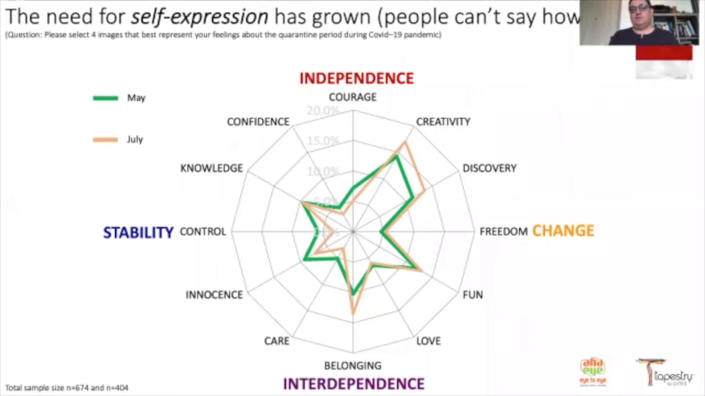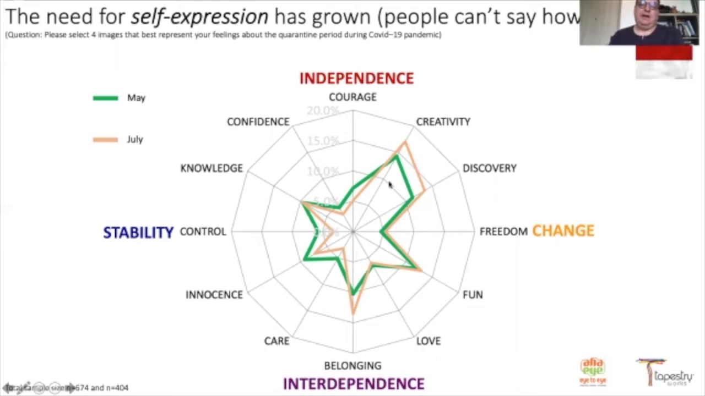So what I've done here is mapped the images that people are choosing onto a motivational framework. And what we see is these two areas here of creativity and discovery, and what you might call self-expression, are really, really important, and they've been becoming even more important as things have gone on. Typically, these are important to Indonesians, as in other research that I've found, but I've never seen them so prominent.